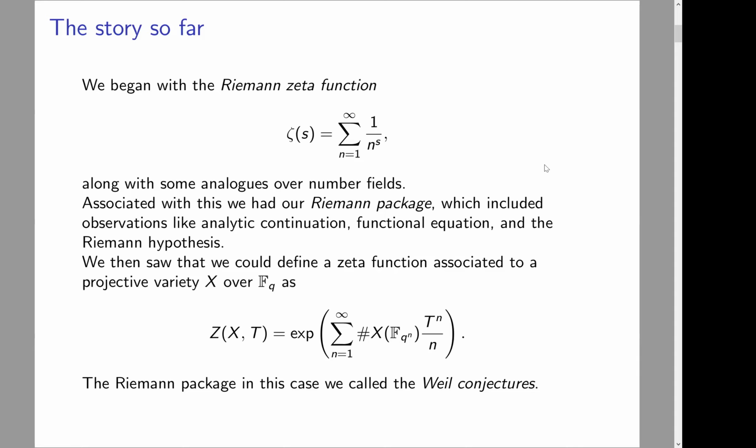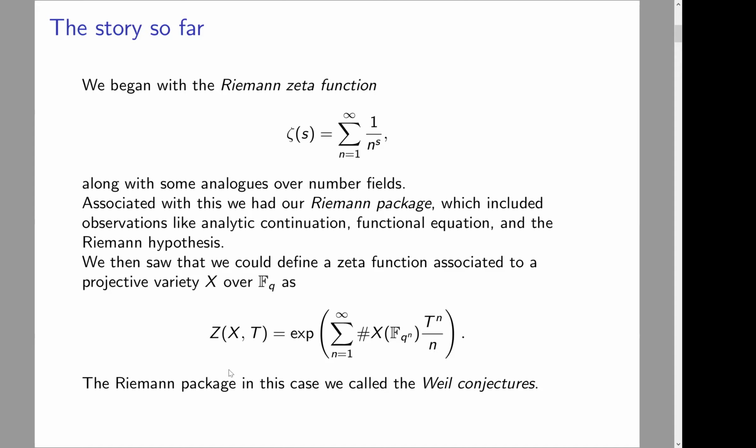As a reminder, given a projective variety X over a finite field F_q, the zeta function of that variety, now a function of t, is the exponential of this particular power series. So it's sort of a generating function for the point counts, and then you exponentiate that, and this gives you an interesting function.